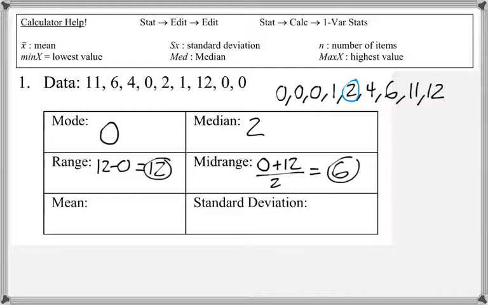For the mean, we need to add up all of the values and then divide by the number of values. So in this case we have 9 values. So if we add up all of these numbers and divide by 9, then we get 4. For the standard deviation, there is a method to find this without using the calculator, but we aren't going to be covering that in this course. So let's look at the calculator.